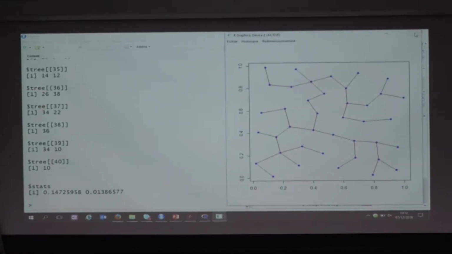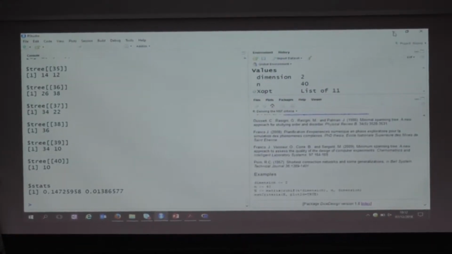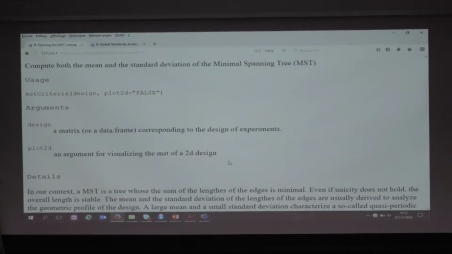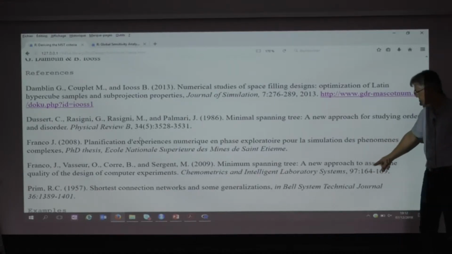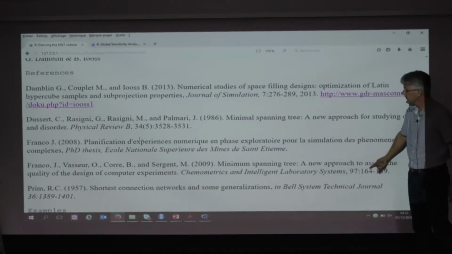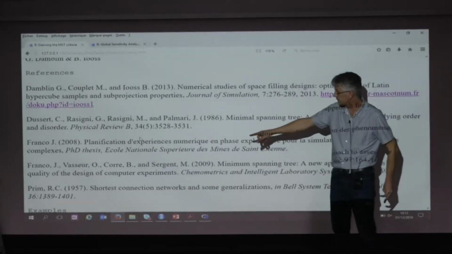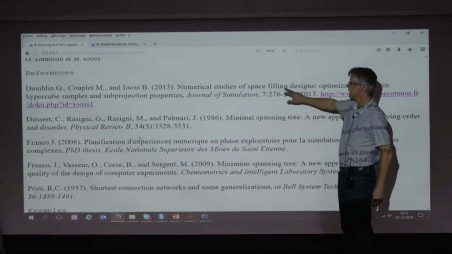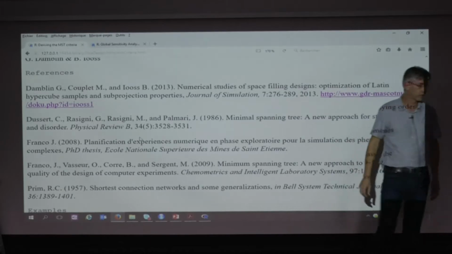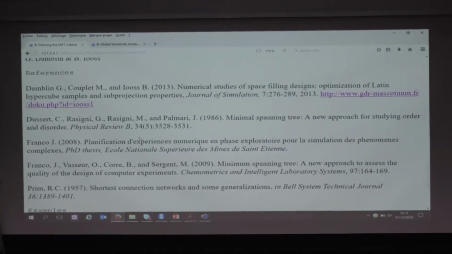Now I pass to, if there is no question on this issue, I can give you the paper if you are interested. The papers can be found here on the help page. So this is in French, but this is the paper in English, this one. It's based on the algorithm of Prim, 1957. And with my colleagues, I have studied this in this paper. You can find all this reference on the DiceDesign page.